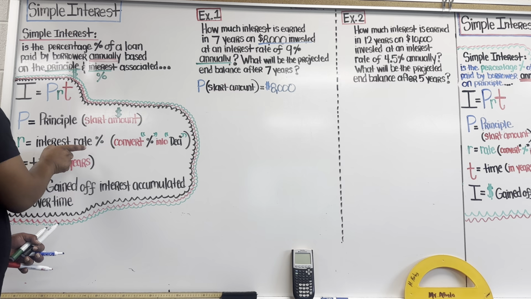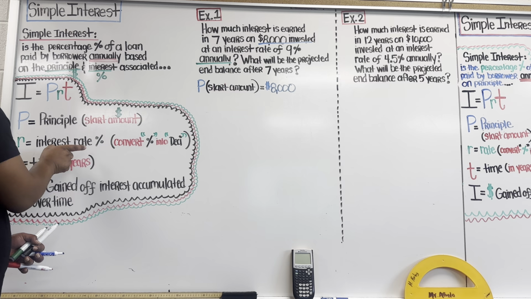Now, before we even start on example one, let's just go over the formula of simple interest. Simple interest equals the principal, which is P, the start amount, times the interest rate, the interest rate that's given. And remember, guys, we have to convert the interest rate into a decimal when we plug into the formula. And T represents the time in years.